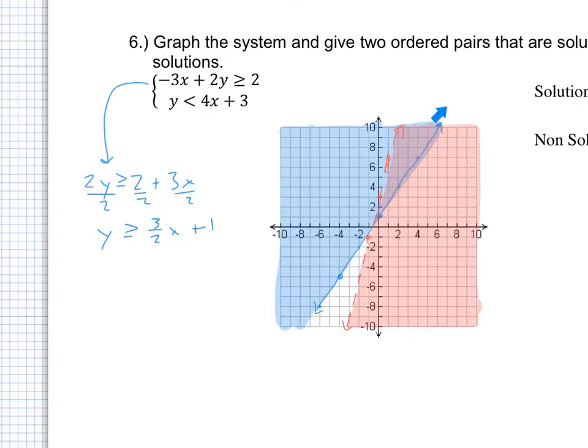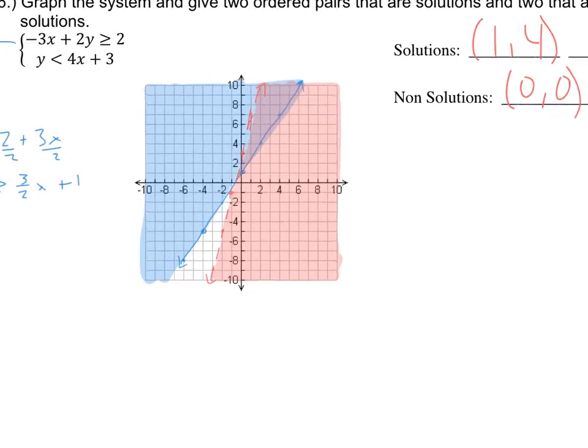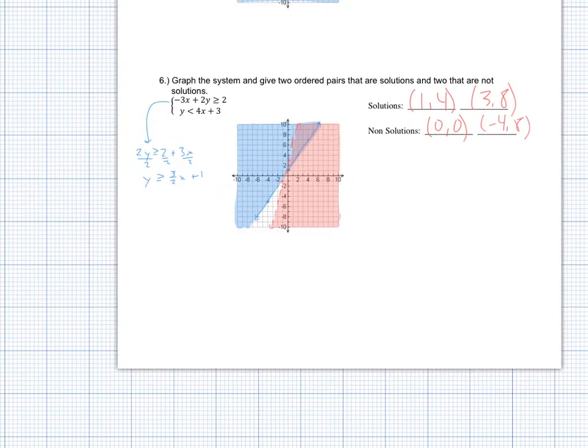This little pizza slice here represents our solutions. Everything else is not a solution. So like 0, 0, that would be a non-solution. So I could pick, say, 1, 4 sneaks in there, and 3, 8 sneaks in there for solutions. So 1, 4, and 3, 8. We already said 0, 0 is not a solution, so we'll put that on there. And then -4, 8. Doesn't hit in that region there.